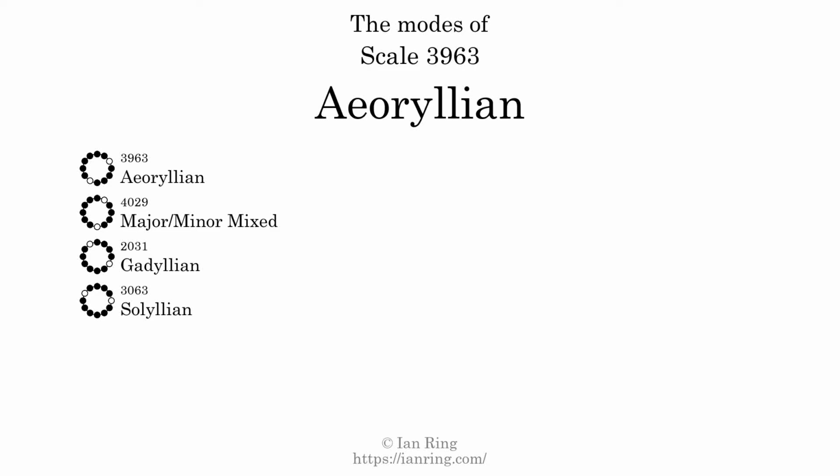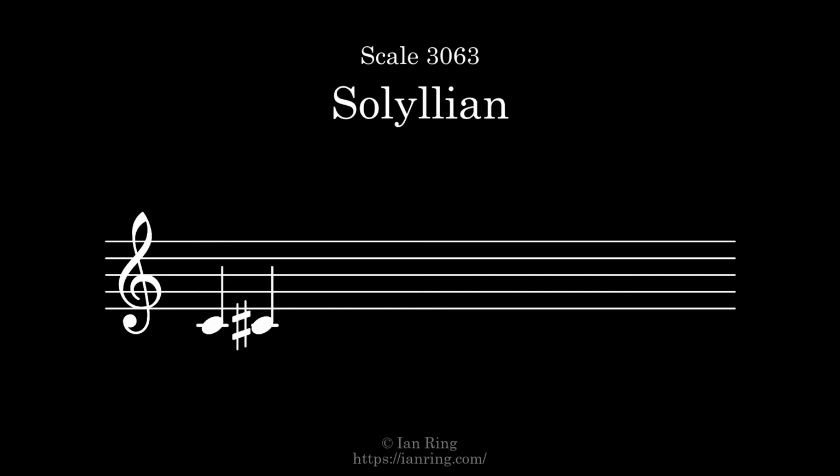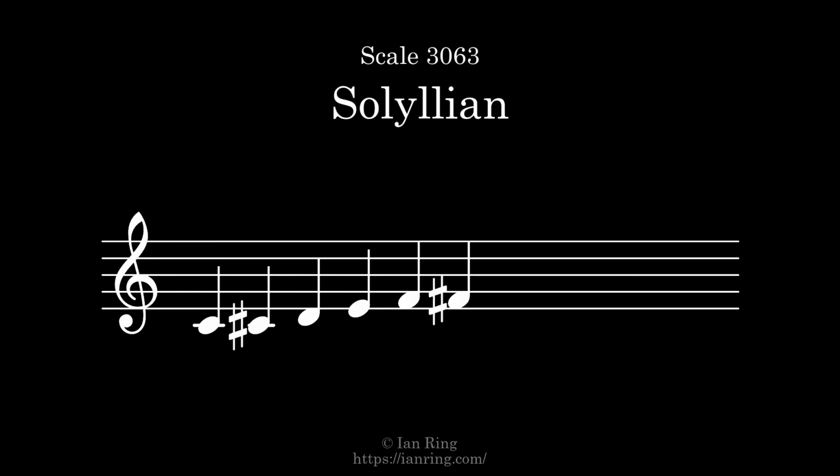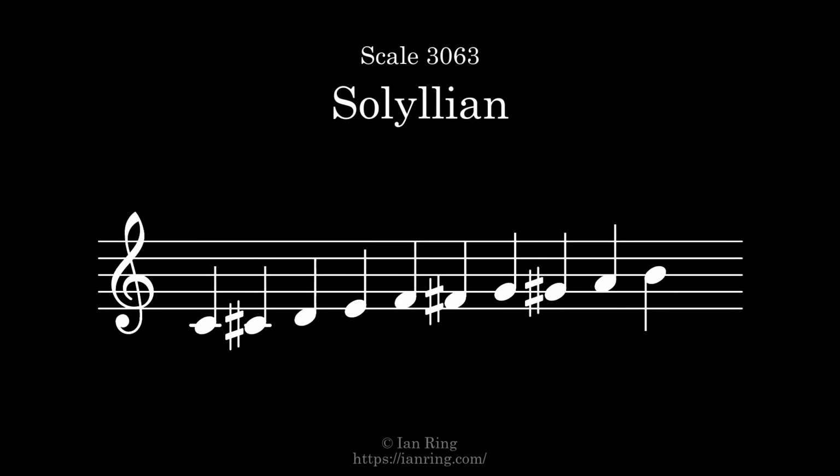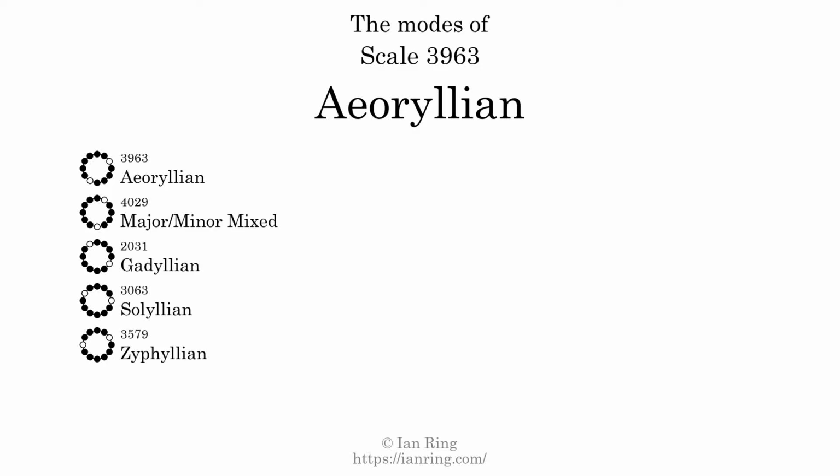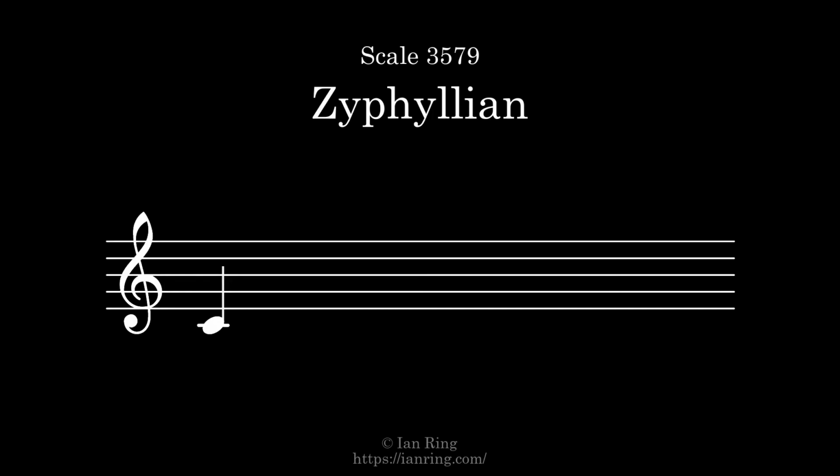The fourth mode is scale 3063, also known as Aeoryllian. It sounds like this. The fifth mode is scale 3579, also known as Aeoryllian. It sounds like this.